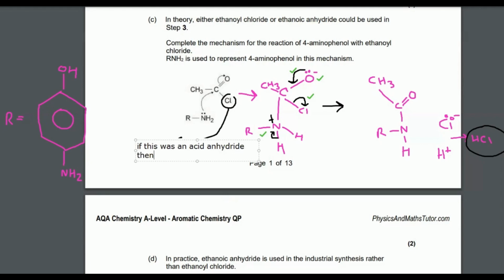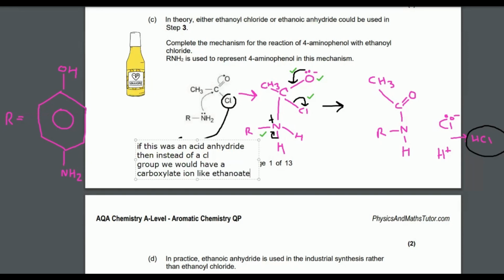However, if it was acid anhydride, what would happen instead is, instead of a chlorine coming off, the bit I highlighted in green earlier was a carboxylate group. And that carboxylate ion that comes off instead will combine with the hydrogen from the nitrogen to make ethanoic acid, which is vinegar, essentially.